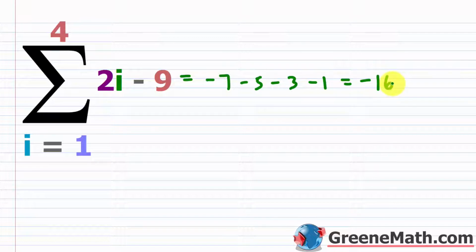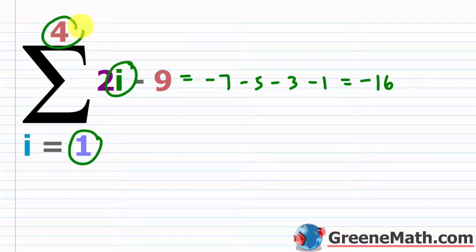That's all there is to it. Again, you're just plugging things in. I start with 1, so that's why I start here. And then I increase in increments of 1. Just think about the natural numbers. They increase in increments of 1 until I get to this value here. So I had 2 times 1 minus 9. Then I had 2 times 2 minus 9. Then 2 times 3 minus 9. Then 2 times 4 minus 9. And you just sum those results, and that's how you get your answer.